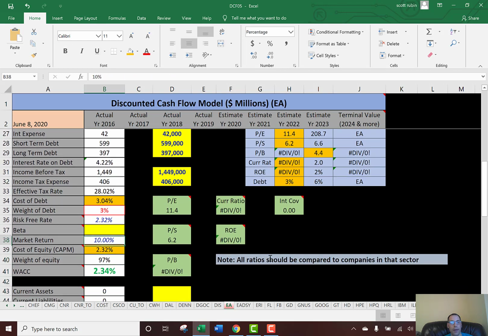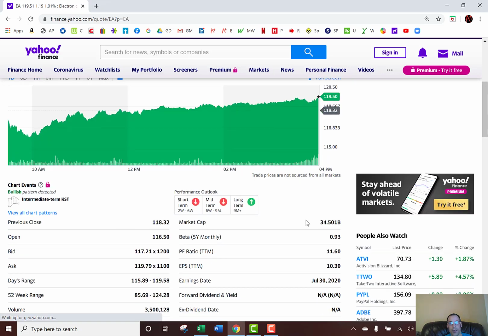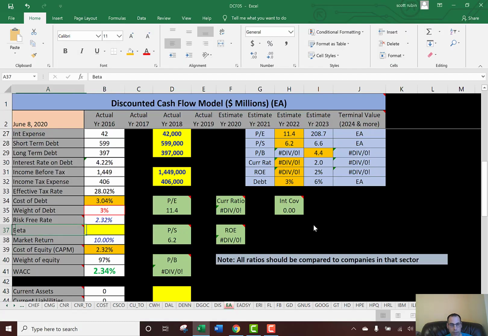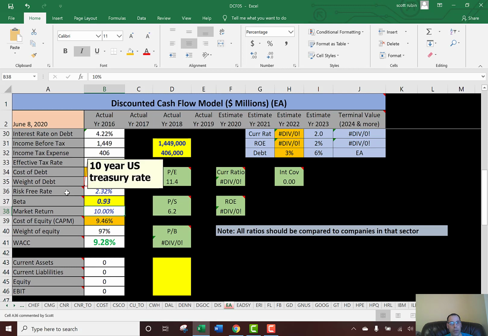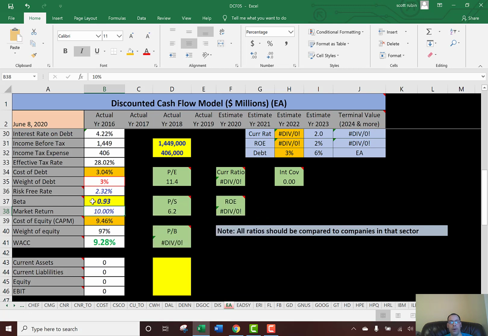And now we need the cost of equity, and to do that we need the beta, which is the volatility of the stock. And they have a low beta, 0.93. So a beta of 1 just means the stock moves with the market. And this has about a beta of 1. So when the market goes up 1%, this stock goes up about 1%. And the weighted average cost of capital is a blend of the cost of equity and the cost of debt, and that's 9.28%. And that's what we're going to discount the future cash flows by. And that's the number this company uses to make investment decisions.